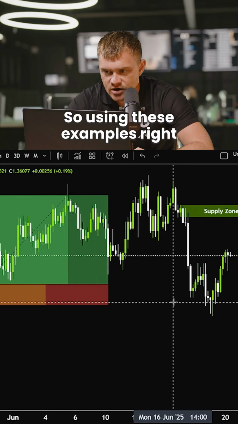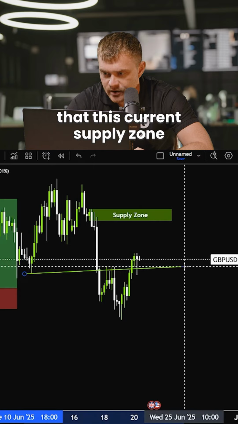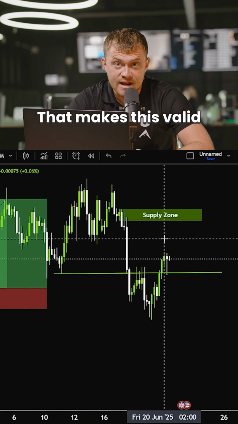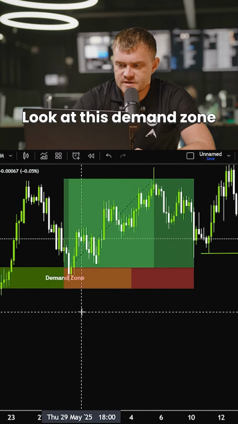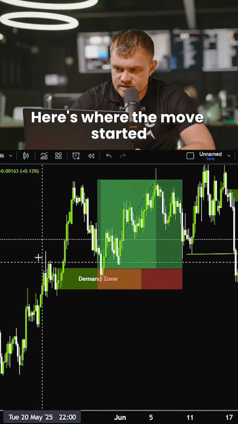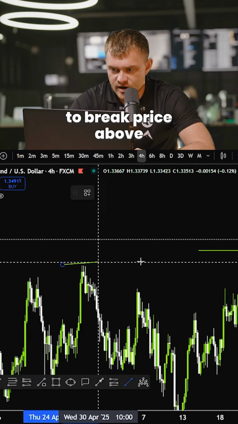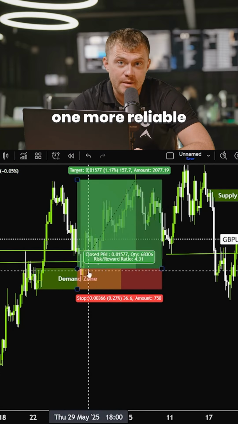So using these examples right now, you can see quite clearly that this current supply zone that we've got has broken this low here. That makes this valid because the impulsive move was strong enough for it to break through a low. Look at this demand zone. Here's where the move started. You can see that this demand zone was strong enough to break price above a couple of structure highs. That just makes this one more reliable, basically.